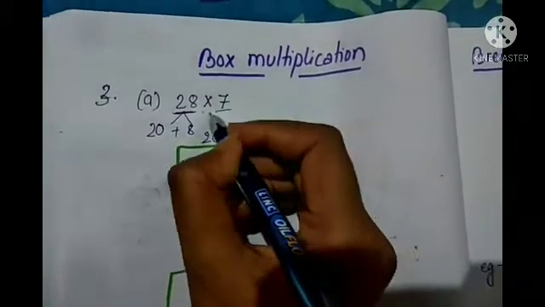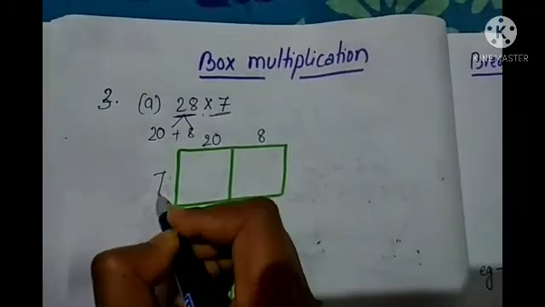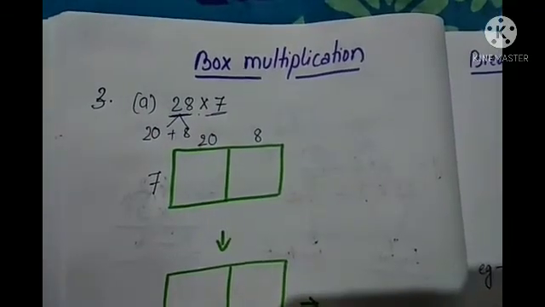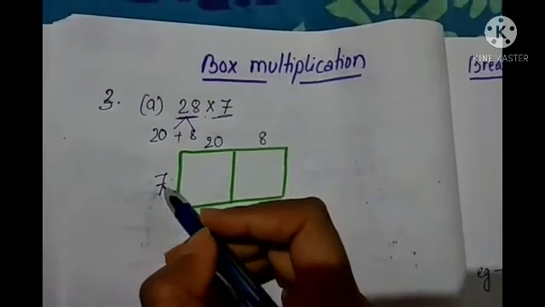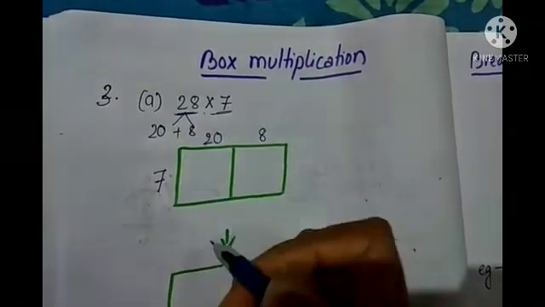Now one number we have left, that one we have to write here. Now we have to multiply these two numbers.